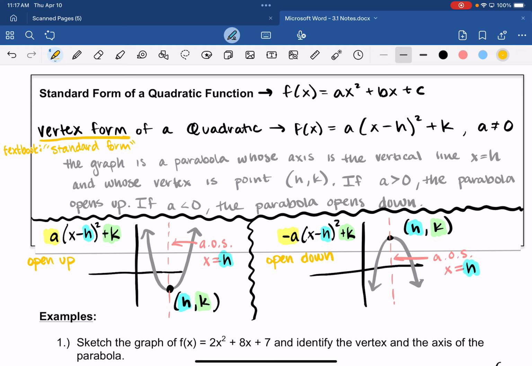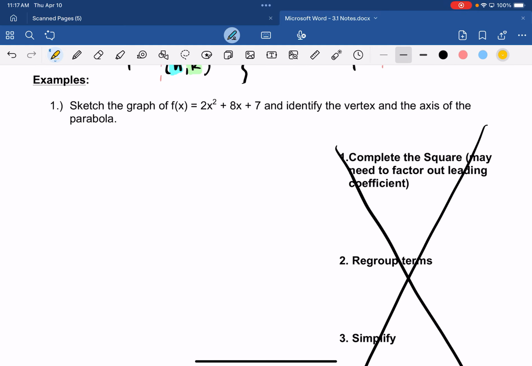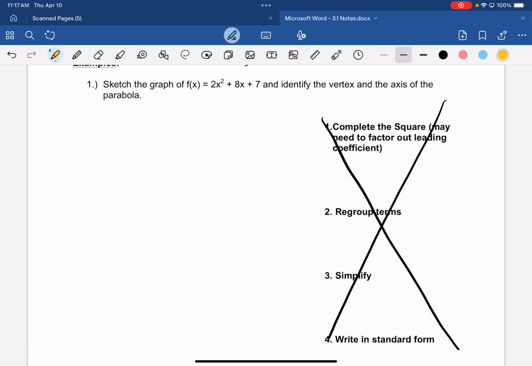All right. So again, all of this was just reviewing what we just copied down on the last 2 pages. Any questions looking at my pictures or understanding what I wrote? We're okay. We all get it. Okay, so now we're going to do an example. It says sketch a graph, and then it says identify the vertex and axis of a parabola.